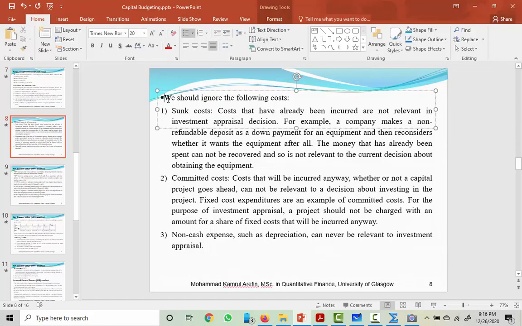Right. So in project evaluation, we should ignore the following cost. Which cost? Sunk cost. Well, what is sunk cost? That means in project evaluation, we cannot consider sunk cost. That means costs that have already been incurred. So for example, you have purchased a schedule, or you have purchased a tender schedule.